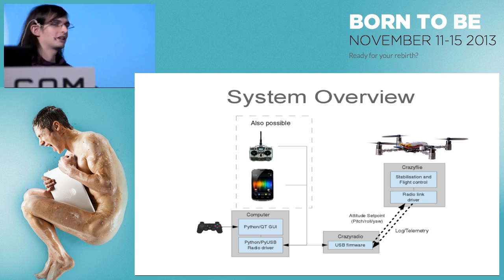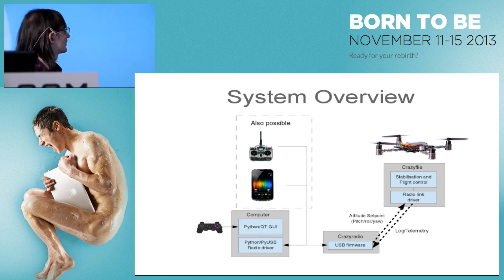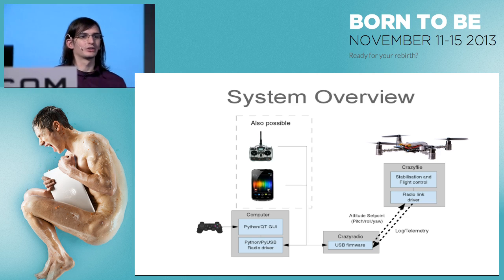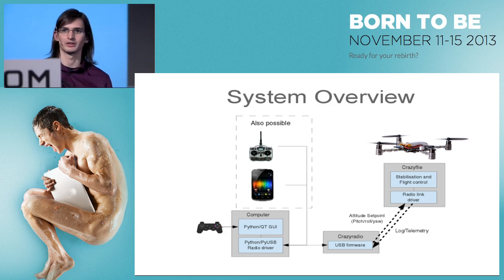The copter also sends back some telemetry, like pitch, roll, yaw, for instance, or battery voltage, those kinds of things. Then the radio is connected via USB on the computers, and we have software on the computers that sends commands to the Crazyflie, and the main mode to control it is to use a gamepad. So we're using a standard PlayStation gamepad to control the copter.